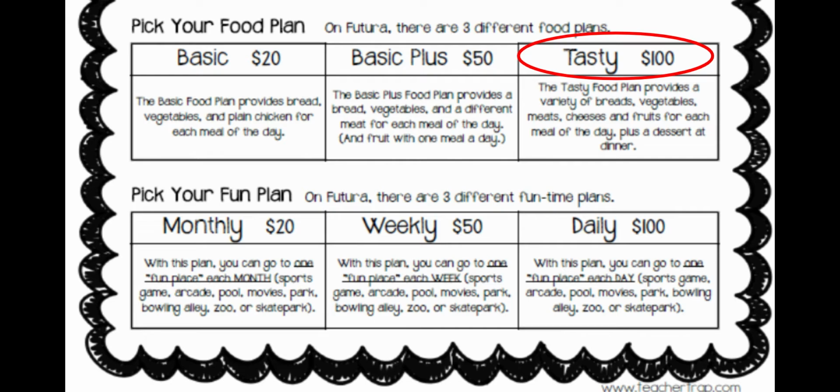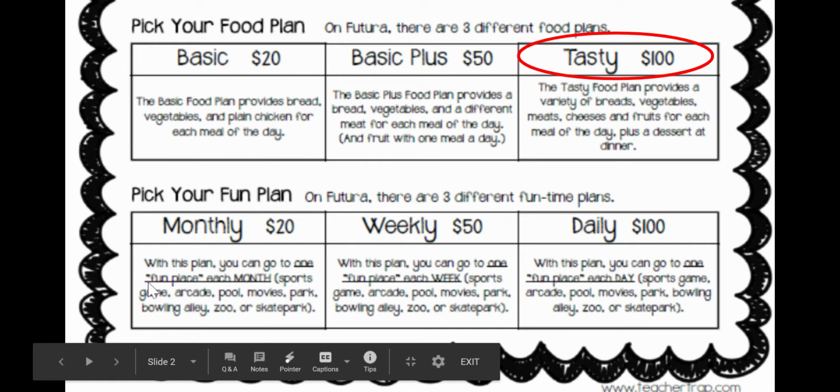The next one is pick your fun plan. So there's 3 different fun plan types. With this monthly plan, basically you get to go out and have fun one time a month. Maybe it's a sports game or an arcade, go to the pool, go to the movies, the park.